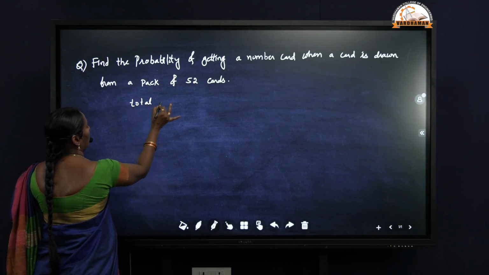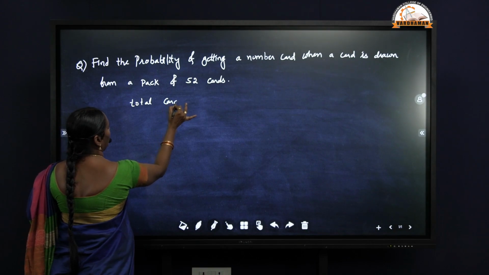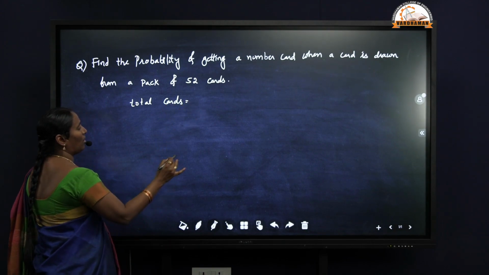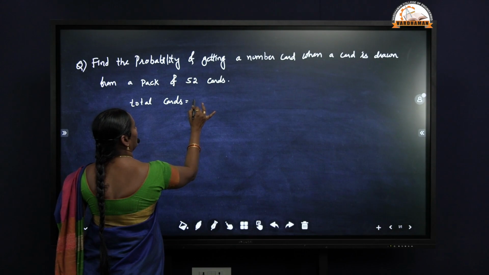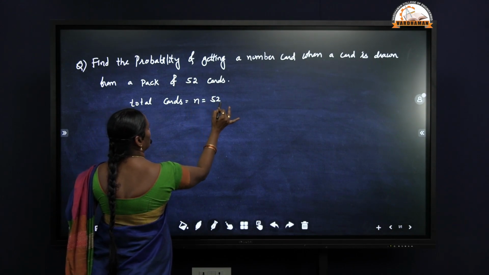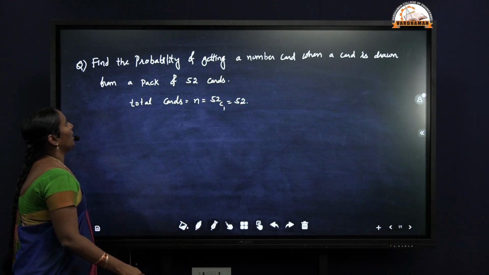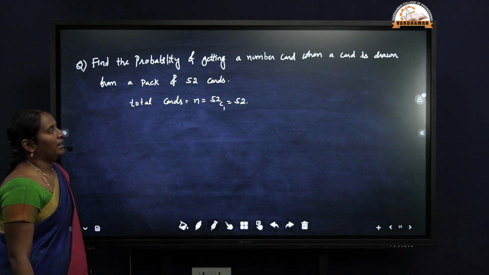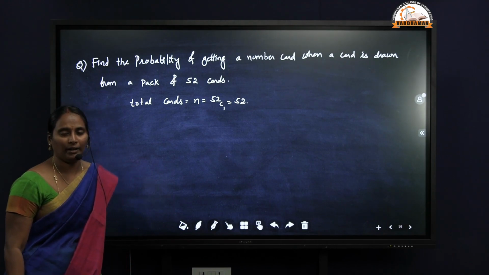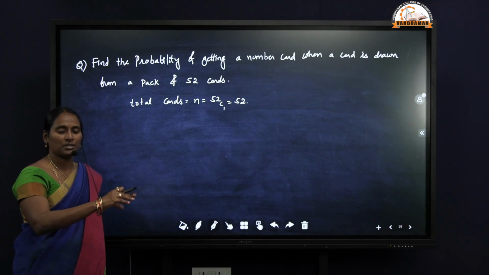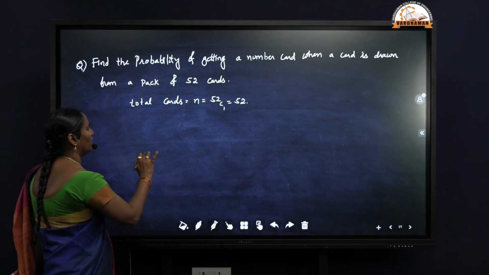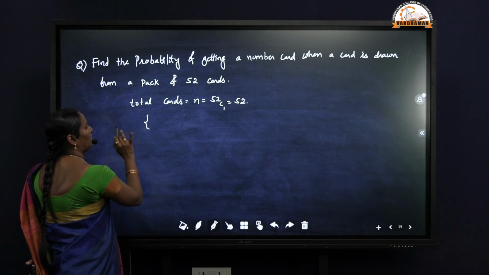The total number of ways of selecting one card out of 52 is what we call 52C1, which is 52. Now let us see, out of 52 cards, getting a numbered card. All of you know the card numbers start from 2, so we are not counting the ace.